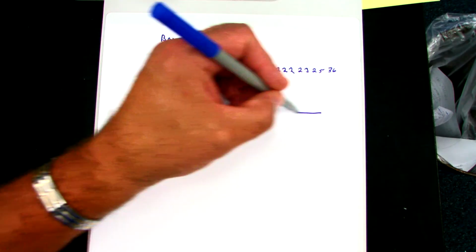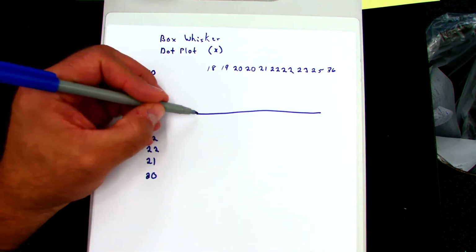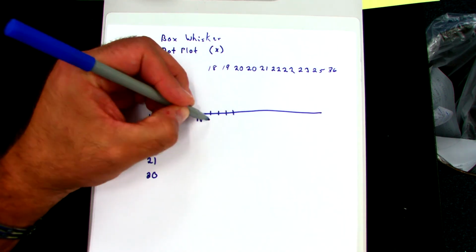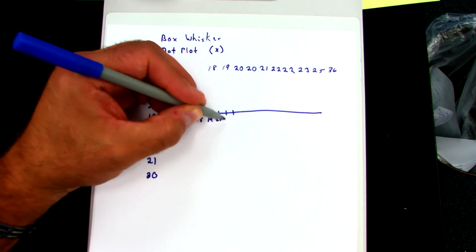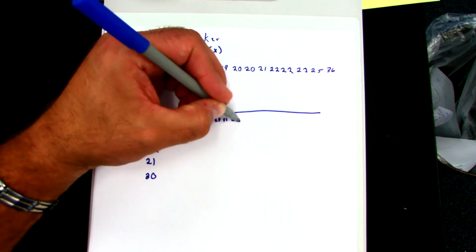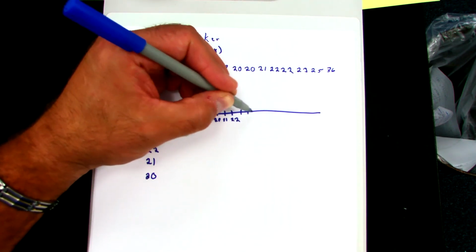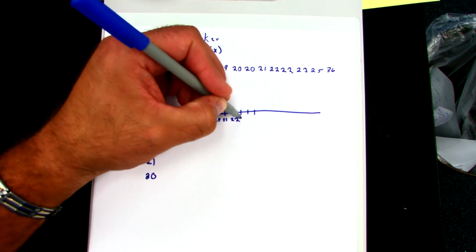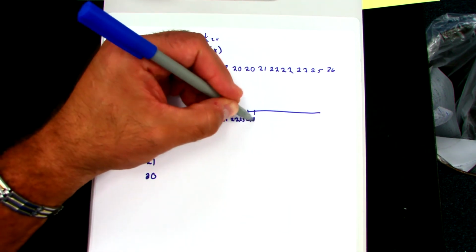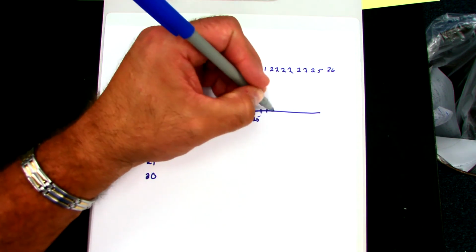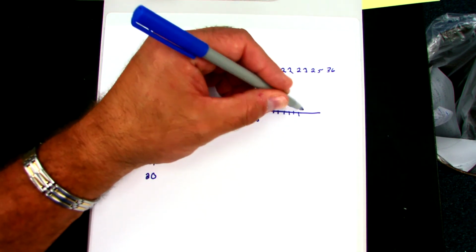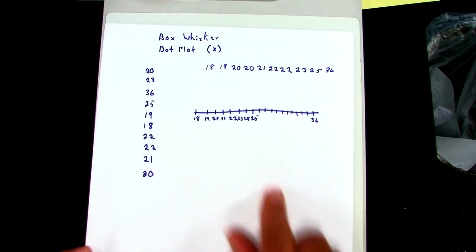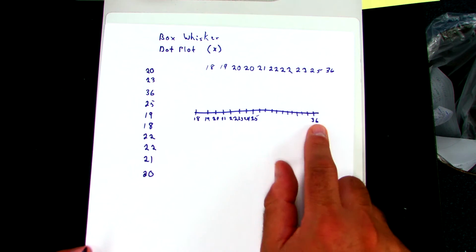Then I go ahead and I draw my dot plot. I'm going to start with the number 18. Then every one of these would be a number. So 19, 20, 21, 22, 23, 24, 25, 26, 27, 28, 29, 30, 31, 32, 33, 34, 35, 36. Okay. So I'm listing all my numbers.